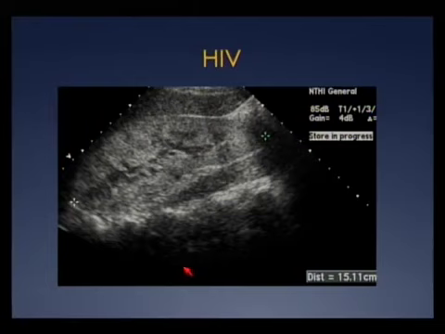Here's a patient with HIV. The hallmark of HIV kidneys: enlarged echogenic kidneys bilaterally. So again, this is a 15 centimeter kidney, enlarged echogenic kidneys bilaterally.